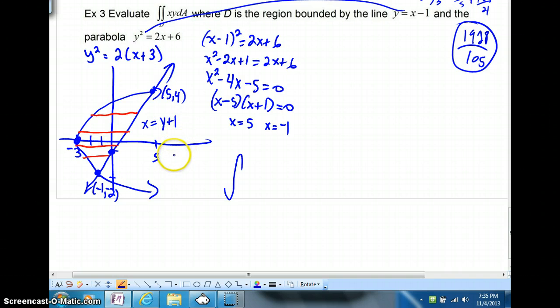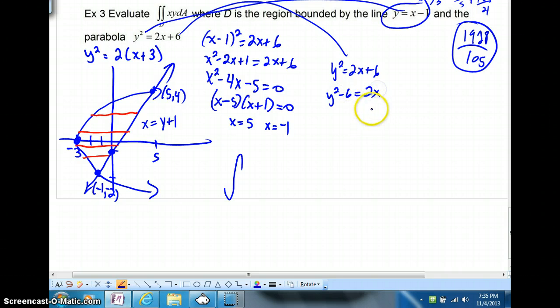y equals x minus 1. But if I add a 1 to both sides, I'd have x equals y plus 1. And over here, if I had y squared equals 2x plus 6, well, if I wanted to solve for x, real quickly we could subtract a 6 and then just divide everything by a 2 and get y squared over 2 minus 3. So we could see we'd have a left bound, a smallest bound of y squared over 2 minus 3. Up here we'd have y plus 1.